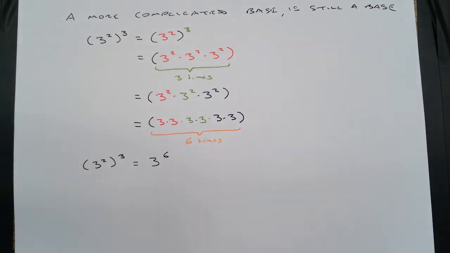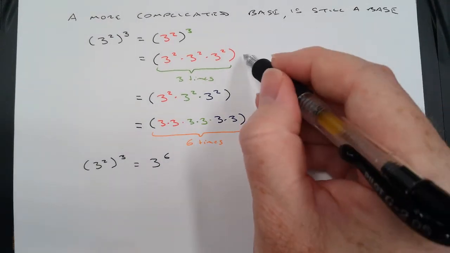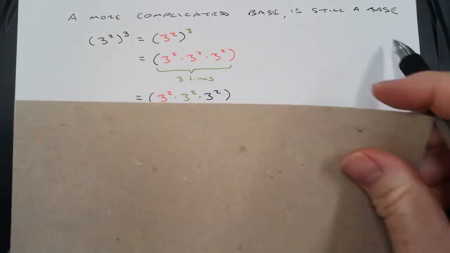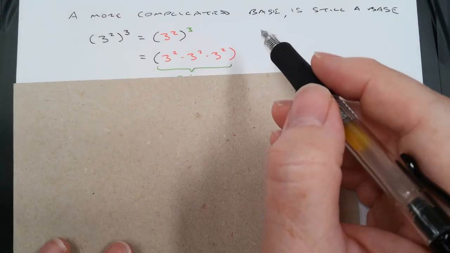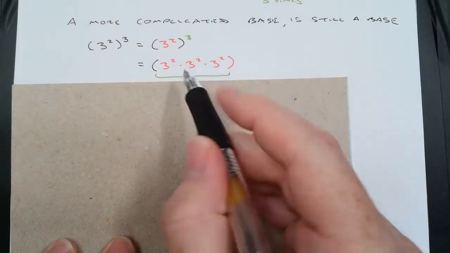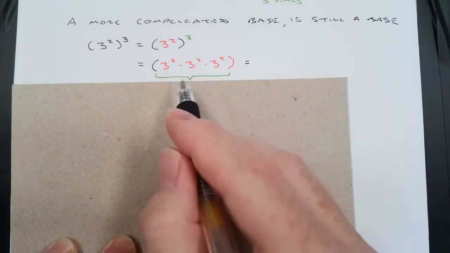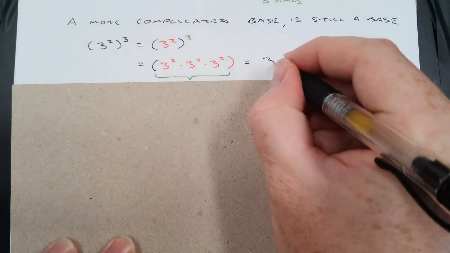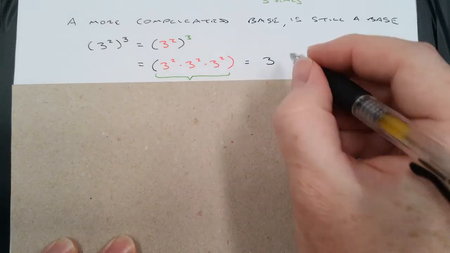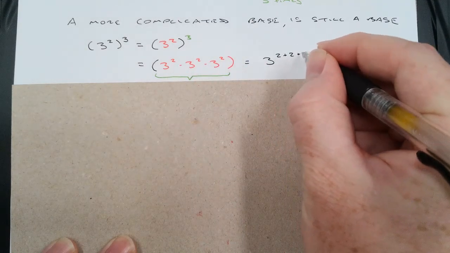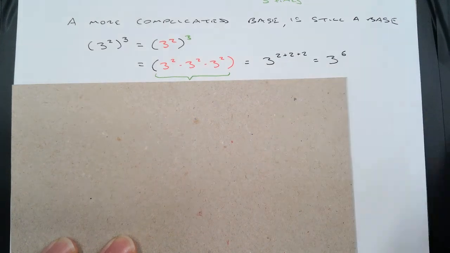Some of you might have noticed that you can also do this up here, where we use lesson 2. If we go back in time to this step, you should be able to see the connection with lesson 2. We are multiplying the same base. So the rule is, when we have the same base, we can just add the exponents. That's what we did in lesson 2. So we do 2 plus 2 plus 2. 2 plus 2 plus 2 is 6. So we get 3 to the 6th.